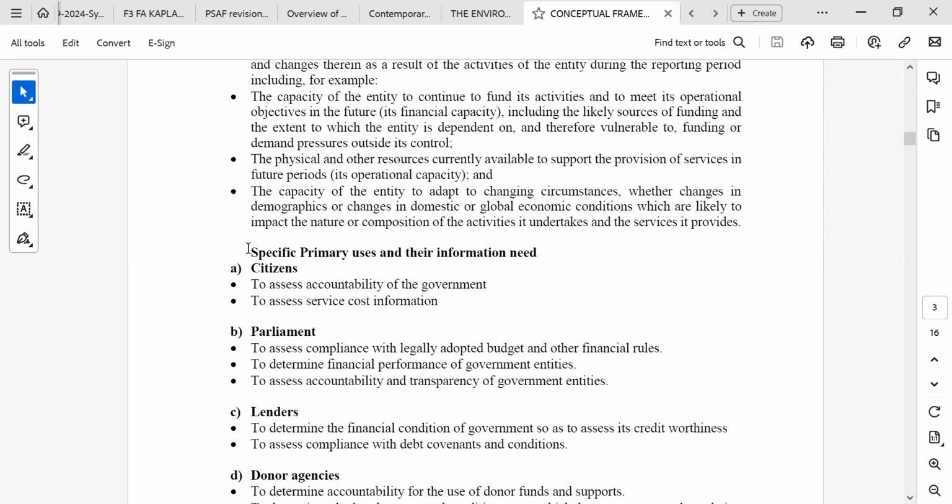The second one is to assess service cost information. If you want to go to the hospital right now, how much are they charging? Sometimes someone will go somewhere and come back, and the person will say, oh, where did you go? Oh, I went to Kumasi. Oh, how much did they take? That is a question we normally ask people, to assess what? Service cost information.